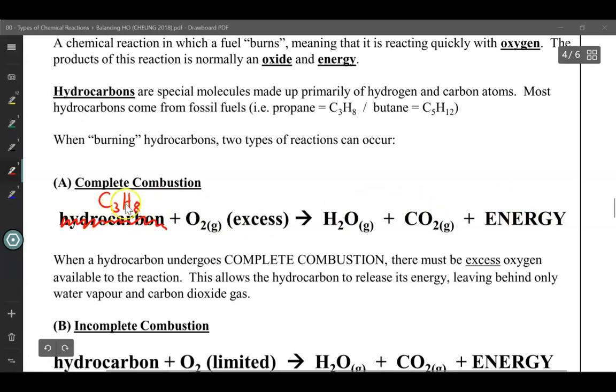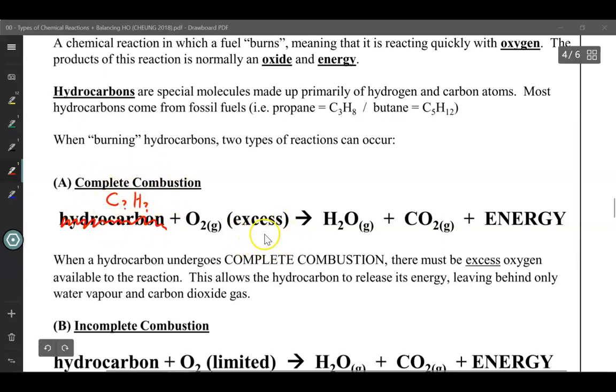No matter what hydrocarbon I burn, C3H8, or butane, C4H10, or octane, C8H18, C whatever, H whatever, you'll always need oxygen for that combustion reaction. You'll always produce water, CO2, and energy. So this pattern does not change regardless of which hydrocarbon you burn.